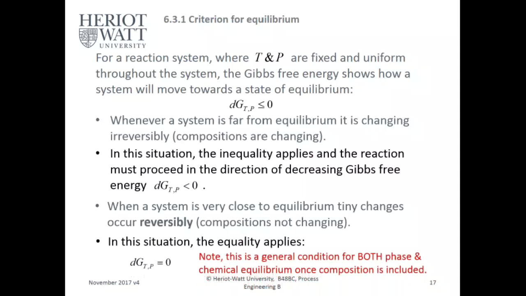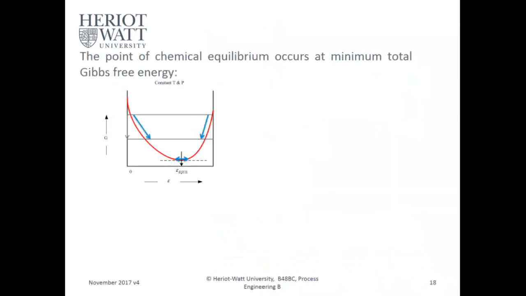So dG with respect to temperature and pressure equals 0. Note this is a general condition for both phase and chemical reaction once the composition is included. So the point of chemical equilibrium occurs at the minimum total Gibbs free energy. So this is how you can determine equilibrium, or this is how you can calculate Gibbs free energy by experimentally finding the equilibrium point. And from there you can model a reaction. No, that doesn't really work that way.